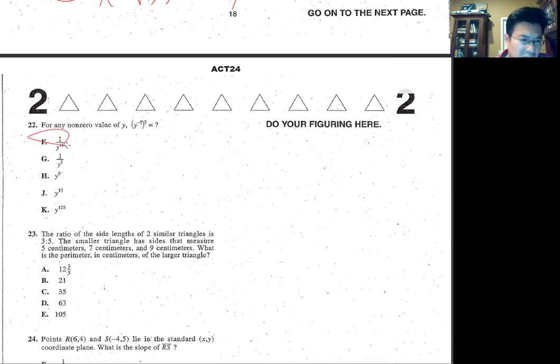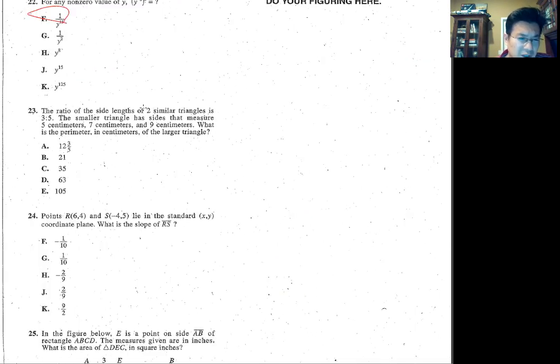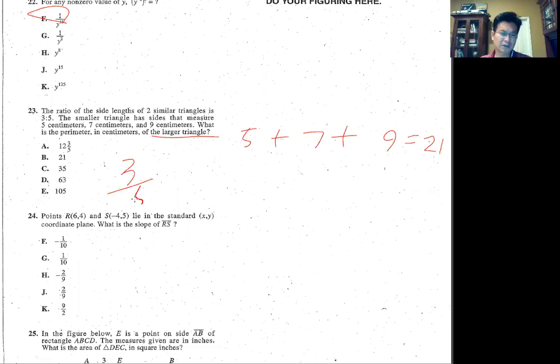The ratio of sides of two similar triangles is 3 to 5. The smaller triangle has sides measuring 5, 7, 9. And the largest triangle, the perimeter of this one. So if you add it up, that's going to be the perimeter of the smaller one, right? So 5, 7, 9 is 21. And then 3 to 5 is 21 to x, because this is the larger one. Cross multiplying.